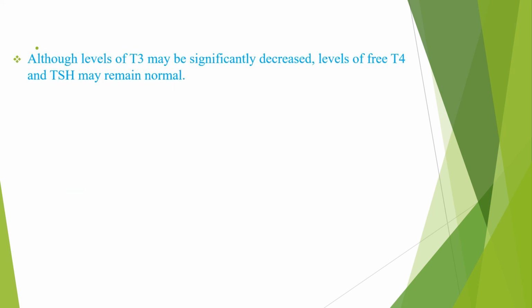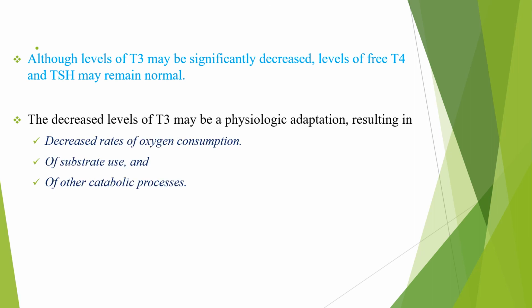Although levels of T3 may be significantly decreased, levels of free T4 and TSH might remain normal. The decreased levels of T3 may be a physiological adaptation in such situations, resulting in decreased rate of oxygen consumption, decreased rate of substrate use, and of other catabolic processes.